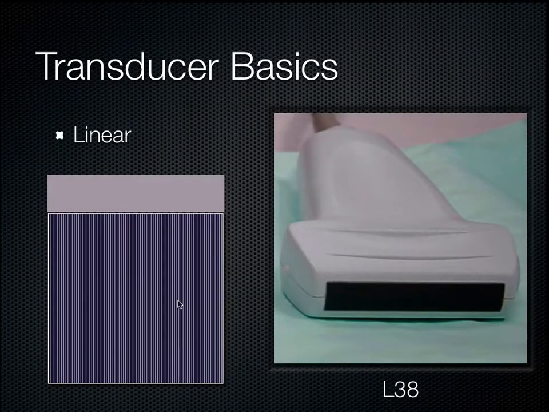The linear probe is what we sometimes refer to as an end-fire transducer. The sound beams are directed straight off the end of the probe. There's no array. In other words, it's not splaying out, so you get the same lateral resolution moving across the field with this linear transducer. This happens to be the L38, a relatively long footprint, linear, 38 millimeters across its surface.